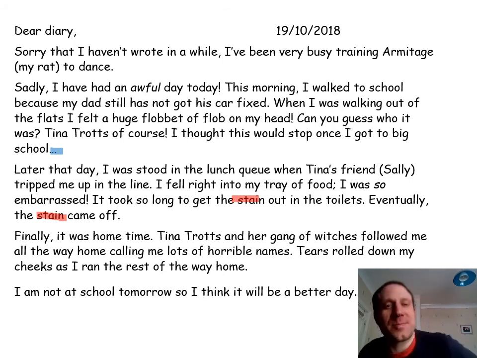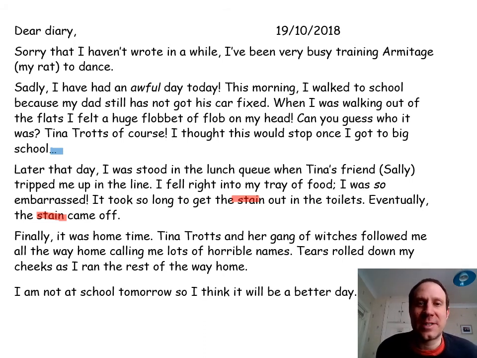Dear Diary, sorry I haven't wrote in a while. I've been busy training Armitage, my rat, to dance. Sadly, I have had an awful day today. This morning I walked to school because my dad still has not got his car fixed. When I was walking out of the flats, I felt a huge flobbit of flob on my head. Can you guess who it was? Tina Trots, of course. I thought this would stop once I got to big school.